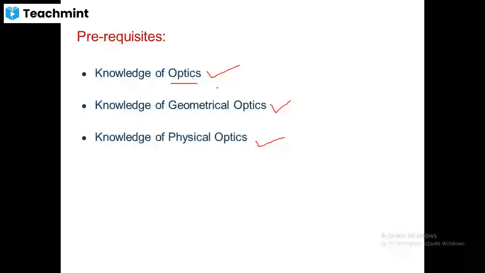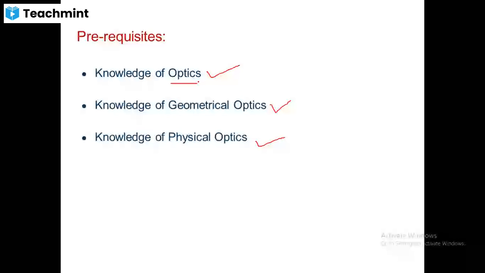What is optics in general? We say optics is the branch of physics which deals with the study of properties of light. So optics is a branch of physics which deals with the properties and phenomena related to light. That is what is called optics. Then there are two classifications of optics. It is classified as geometrical optics, and also as physical optics. So what is geometrical optics? What is physical optics?